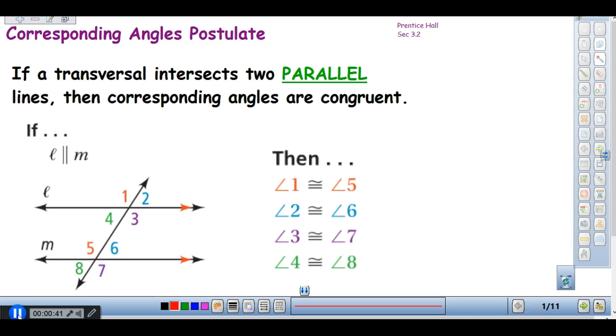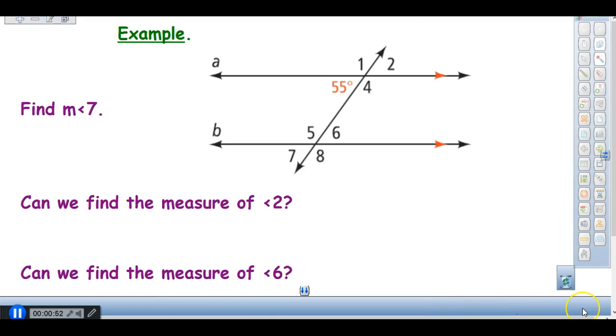Okay, so that is something that you're going to have to know. Corresponding angles will be congruent if my lines are parallel. So an example: this angle is 55 degrees. So what's angle 7? 55. Why would angle 7 be 55 degrees? Well, it's not the same angle, but they are corresponding angles. You have to know that the reason that they are congruent is because they're corresponding angles.